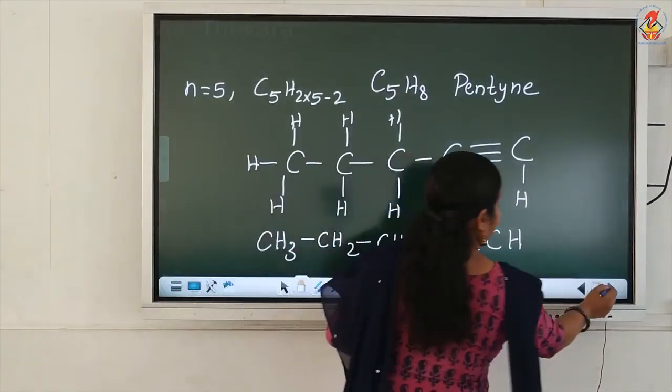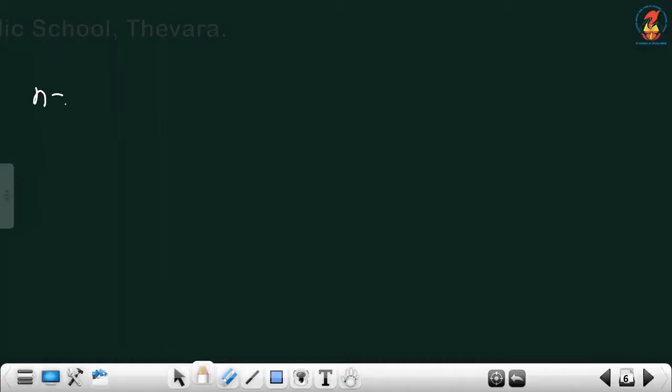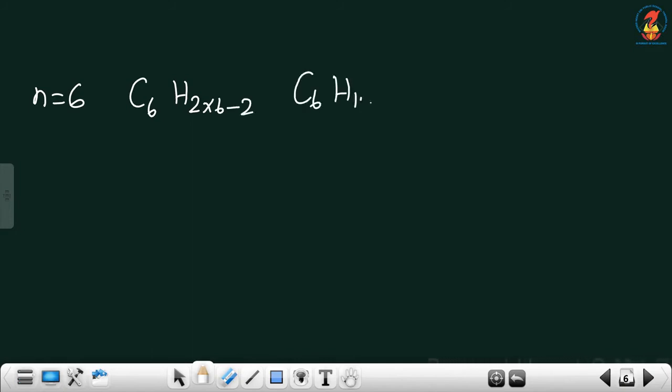Okay. Now we will write the 5th member, that is N is equal to 6. So we started with N is equal to 2. So when you reach N is equal to 6, it will be the 5th member only. C6H, 2 into 6 minus 2. So what is it? C6H10. Name is hexane.